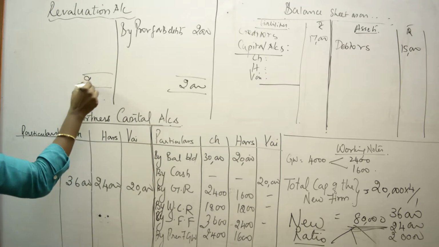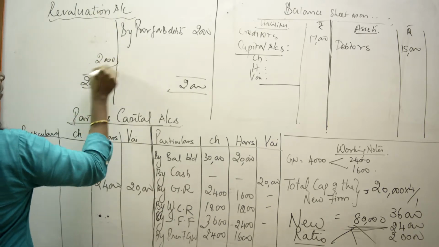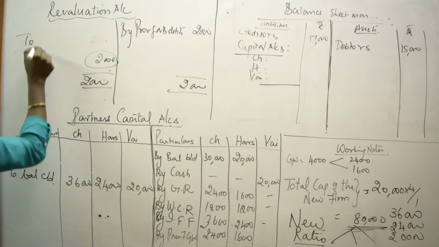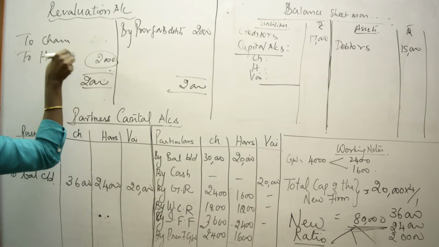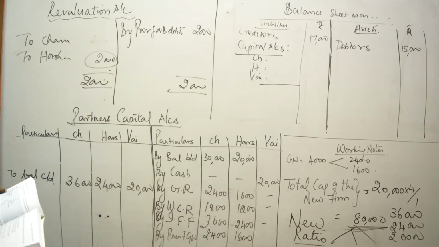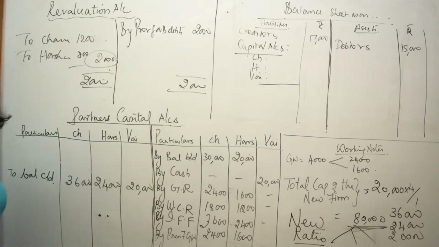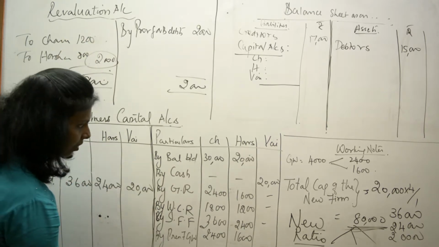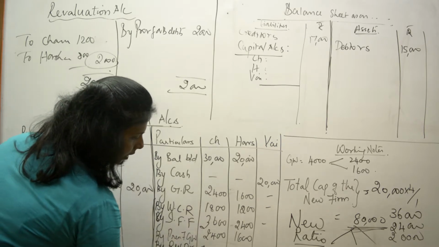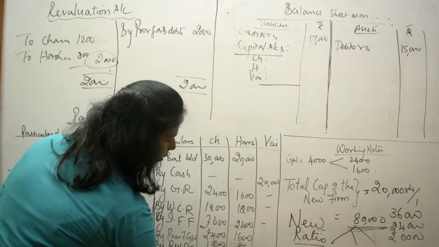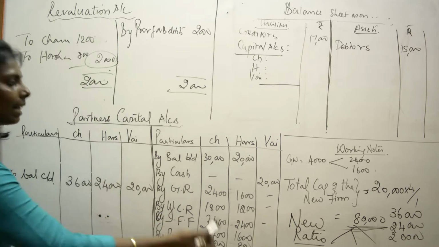So obviously this will result in a profit of 2000, which I have to divide for Charu and Harsha in the old ratio. So the old ratio is 3:2. So I am getting 1200 and 800. So that profit has to be brought in here. So by revaluation profit, it is 1200 and 800. Okay. Now as usual, we'll close this account, get the balance.